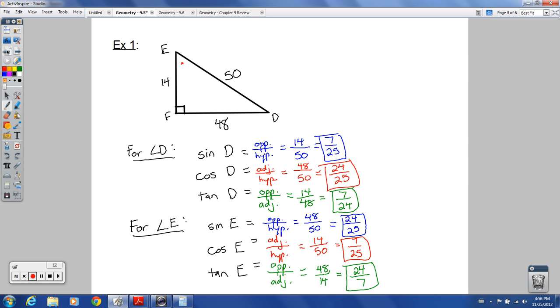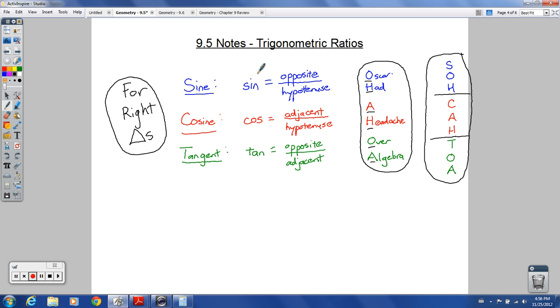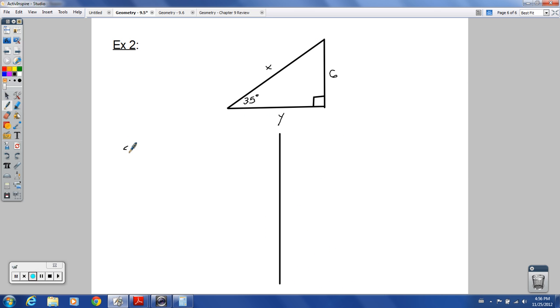So go back to here. Which one uses opposite and hypotenuse? Which ratio is that? If you say sine, you are correct. That one uses opposite and hypotenuse. So what we need to use here is the sine of, and this time we're given the degree measure.